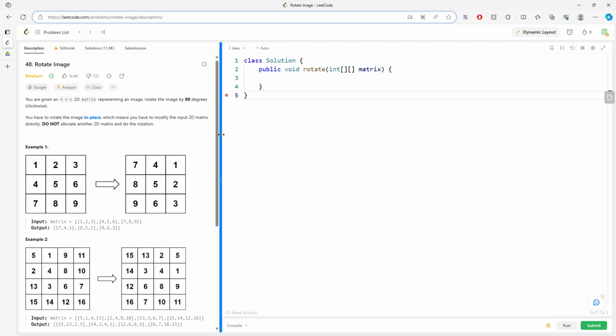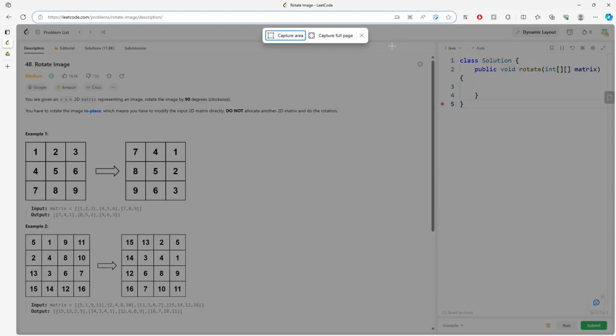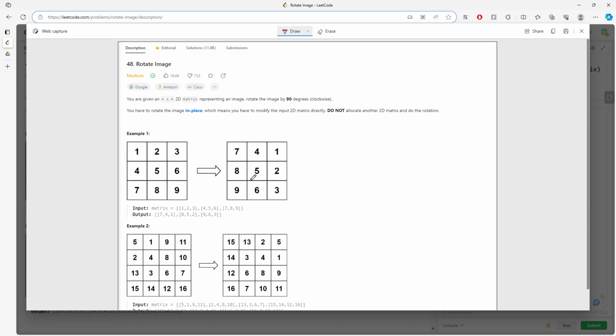Alright, so this question is rotate image. You want to rotate the image by 90 degrees clockwise. You don't need to allocate memory to rotate. If you don't know the trick, here's the trick.